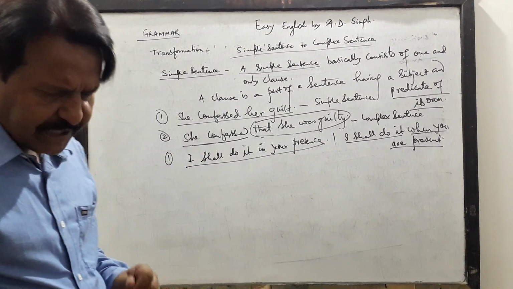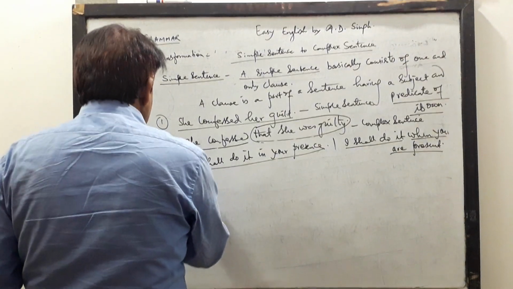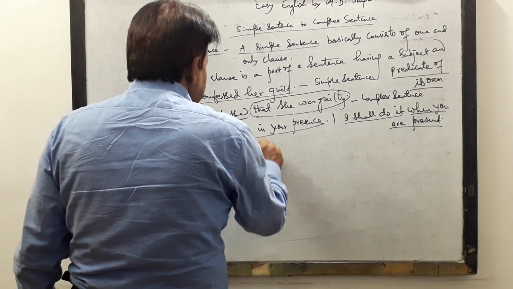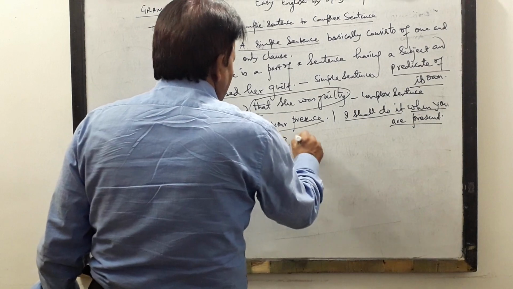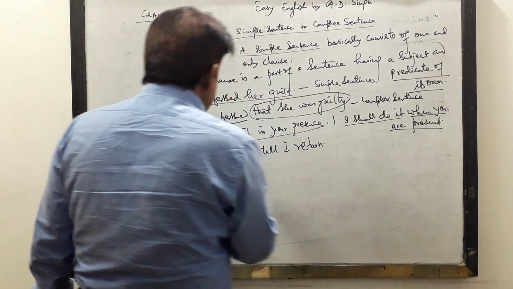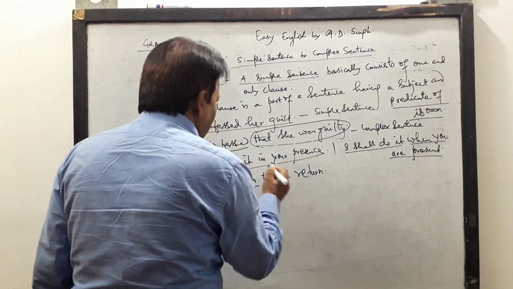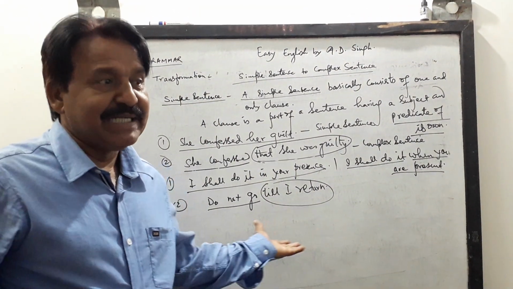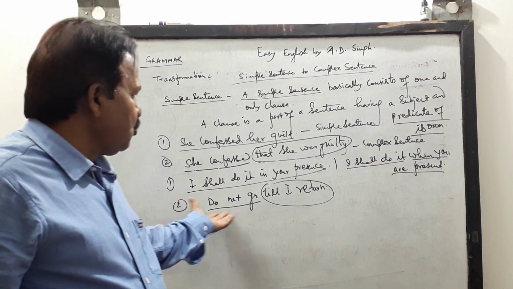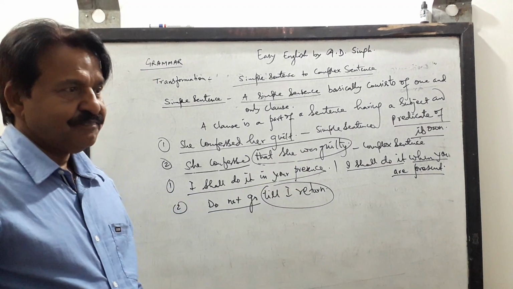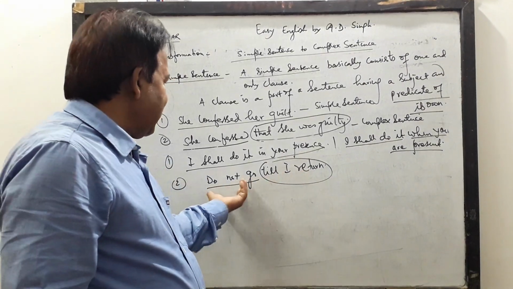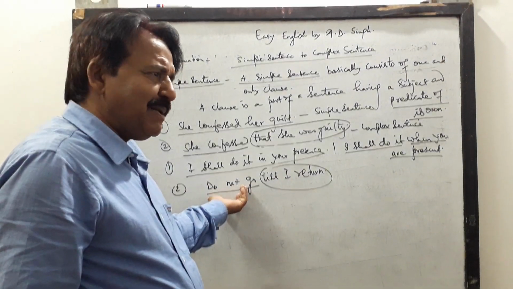Do not go till I return. Look at that. Do not go till I return. Now everybody you have to speak now. Tell me, do not go, one clause, till I return, another clause. I want it into a simple sentence. How should I do that? Do not go till I return. I just want to change this into a phrase so that it will remain the same in meaning.